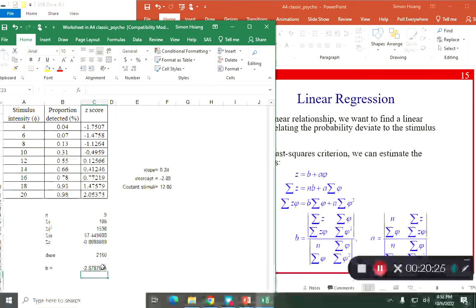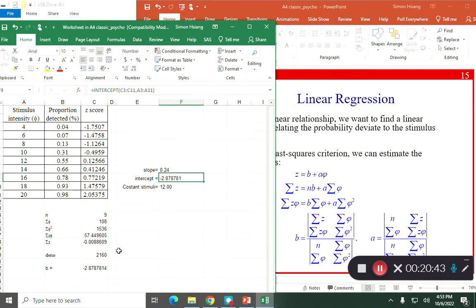And you see the intercept is calculated exactly the same way. Phi is what? It is your physical arrangement, right? Yeah. Okay, so far so good.